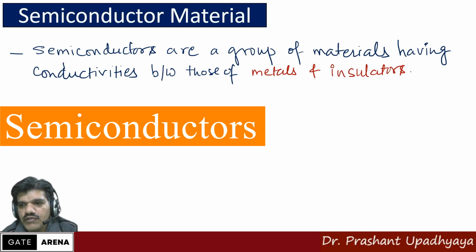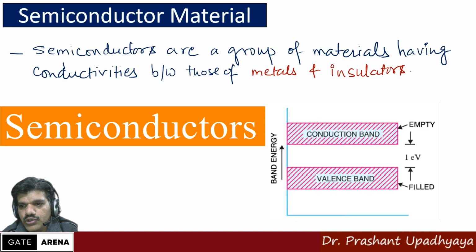And if we talk with respect to the energy band diagram, you can see from the figure that we have the valence band, and then we have a conduction band, and the gap between the conduction band and the valence band is very little. In the figure you can see it is 1 electron volt. So the filled electrons can jump from the valence band to the conduction band and can conduct. We are going to talk about this in more detail as we go into the subsequent lectures.